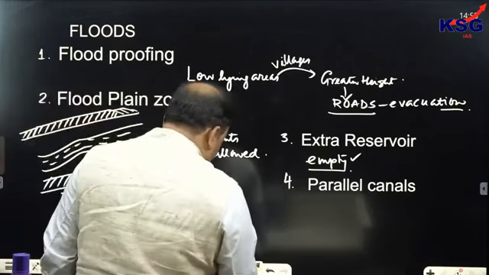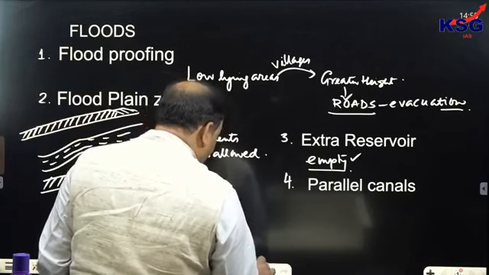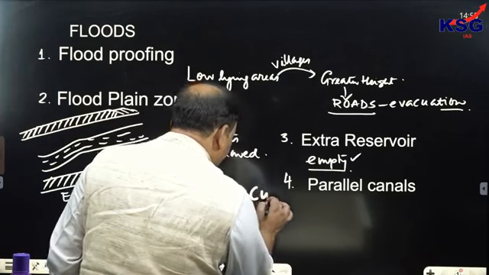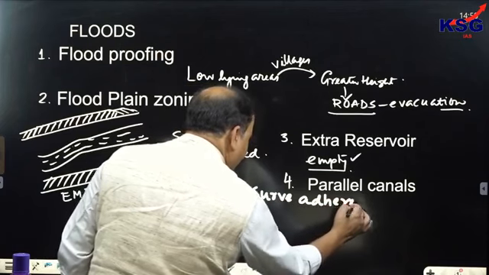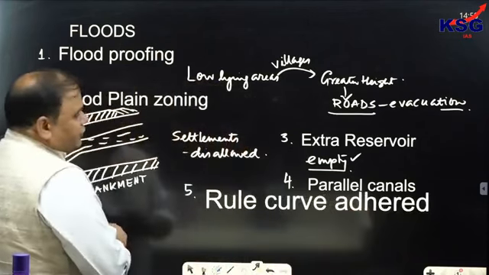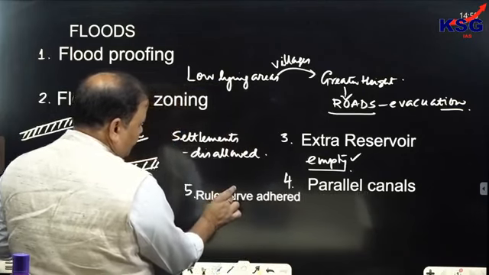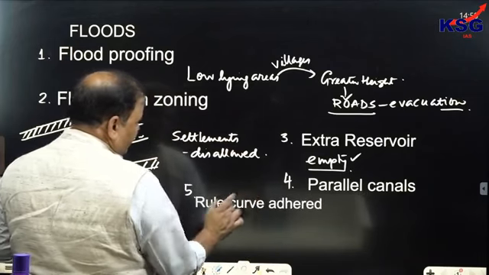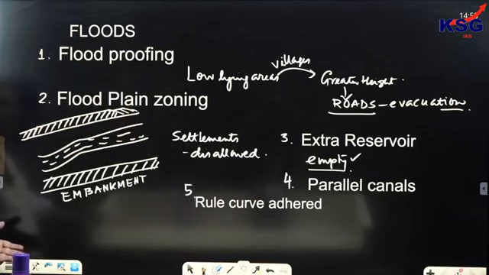Then we should also be responsible for adherence to the rule curve. Write down, rule curve should be adhered to. Clear? We should be responsible for adhering to the rule curve. So if we adhere to the rule curve, the chances of floods would be less.